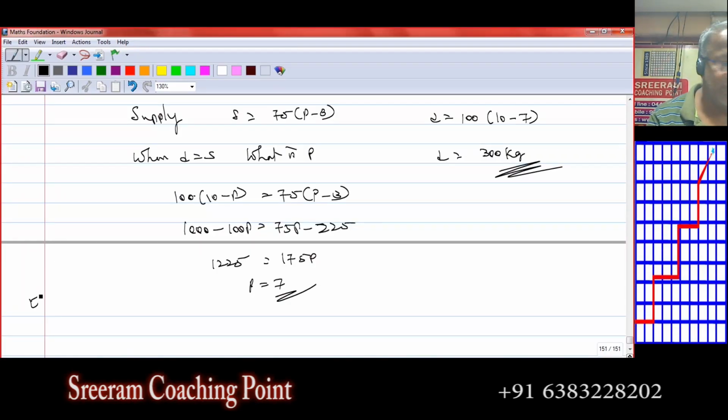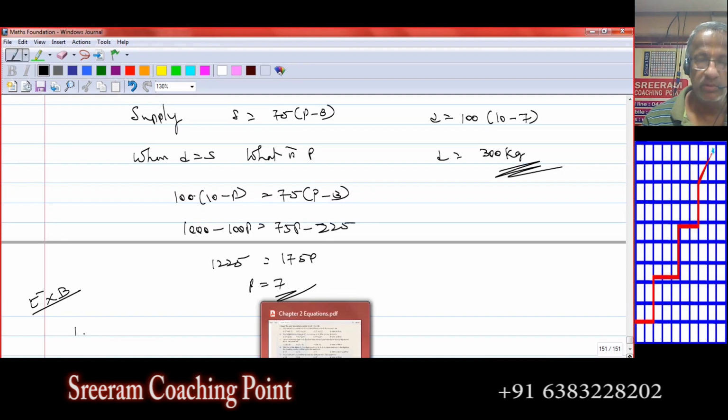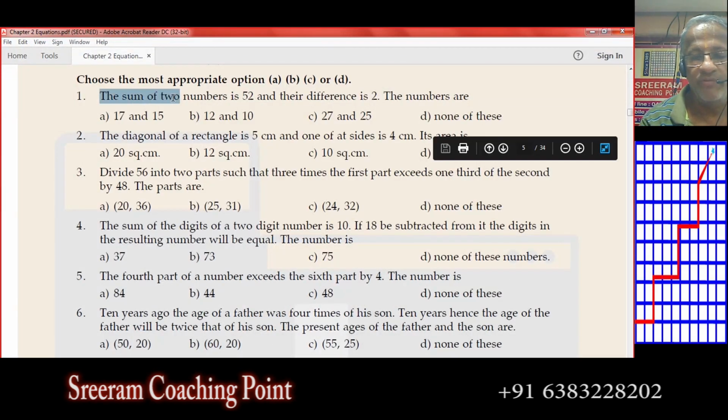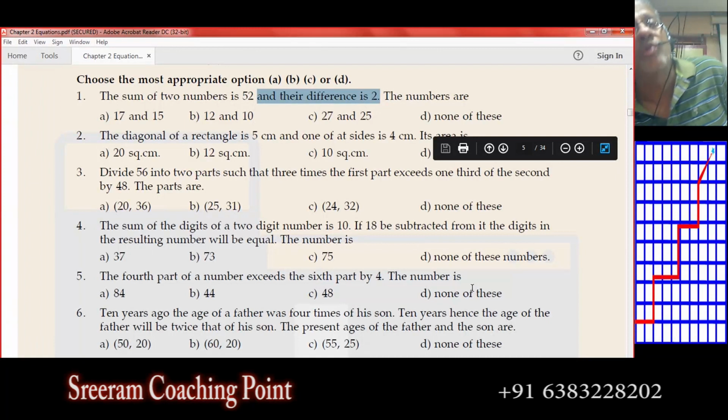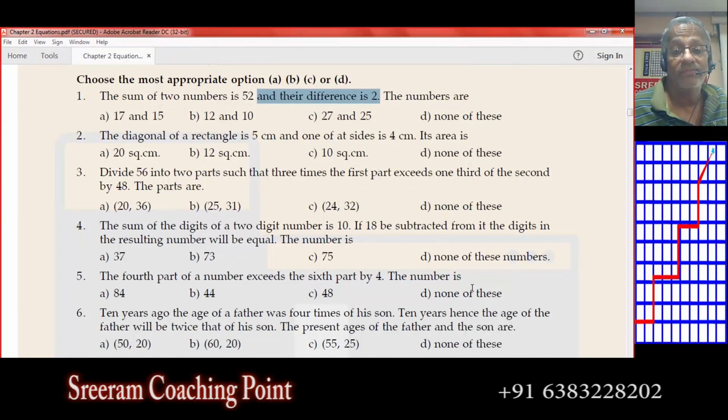So exercise B, 1. The sum of two numbers is 52 and their difference is 2. The numbers are... this is going to help us in bringing out factorization. In fact, not directly, where we will be taking a product and the difference. So here sum is 52, difference is 2.